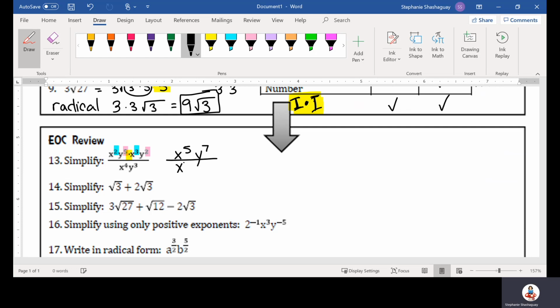And that's divided by x to the fourth over y cubed. And so now we're going to combine our exponent rules as a quotient. So x to the fifth divided by x to the fourth, or 5 minus 4, is going to give me an x. And then we do it for our y's. 7 minus 3 is going to be y to the fourth. So just break it down step by step.